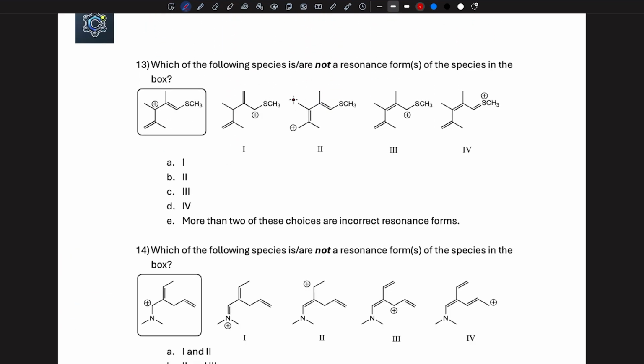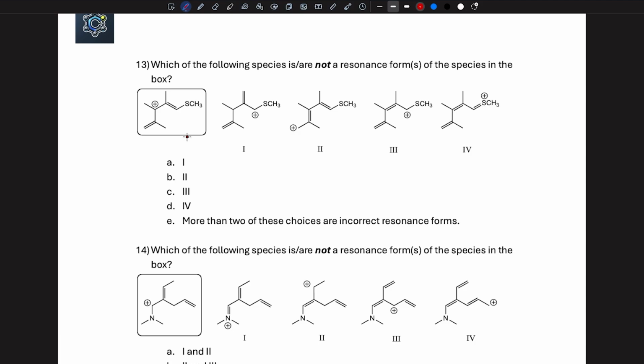The next structure, we're again looking for species that are not resonance forms of the original in the box. And so let's check that all our atoms are the same. It looks like they are. Let's check that all our structures have a formal charge of +1, which all of them do. And so let's remember that we have a formal charge of +1 on this carbon, which means that we can probably accept another bond over here. And that's most likely what's going to happen.